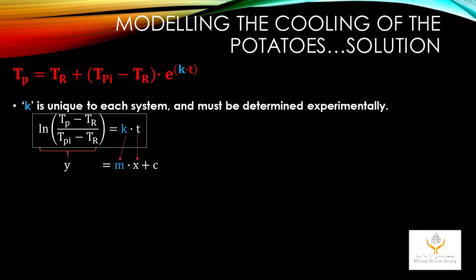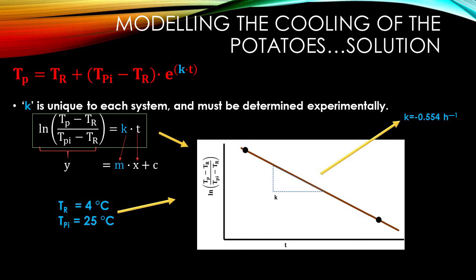Notice something unique about this equation, which is that it's actually a linear regression model. So if you plot that versus time, which I do in the next step, you plot that as your y and your time as your x. Then you do experiments, you get two points, and you take the slope. The slope is k, right?